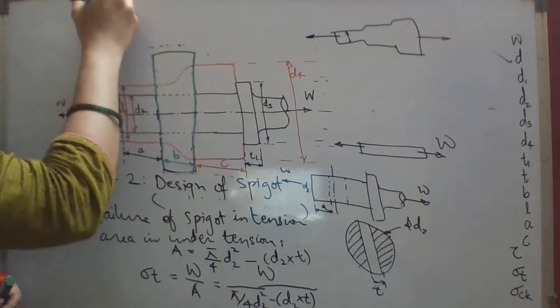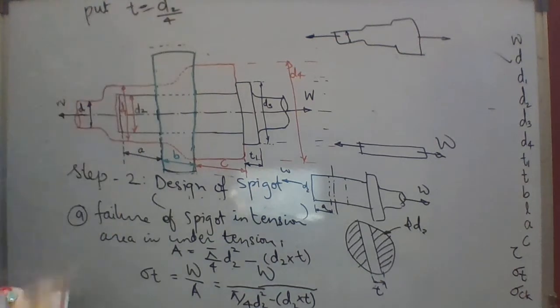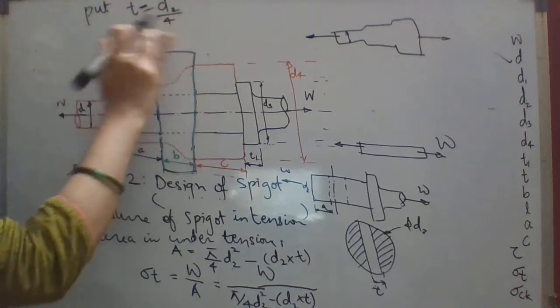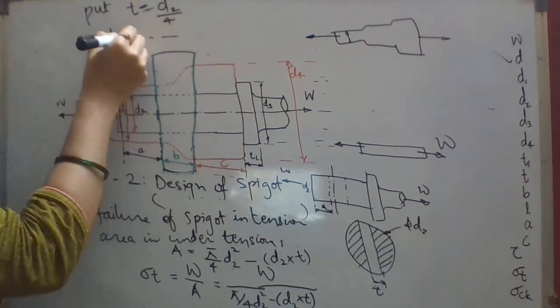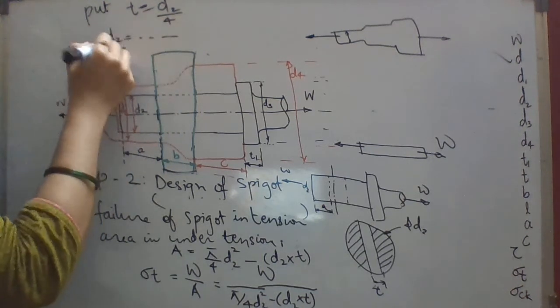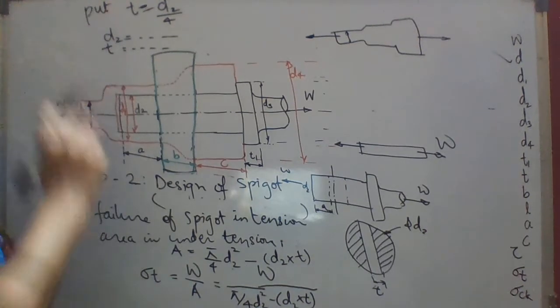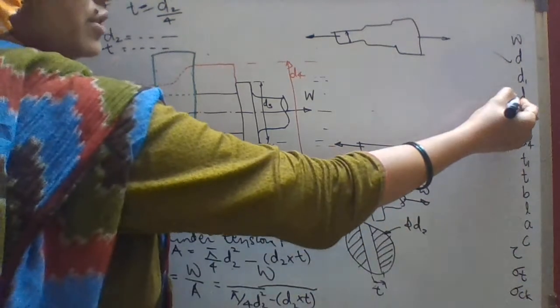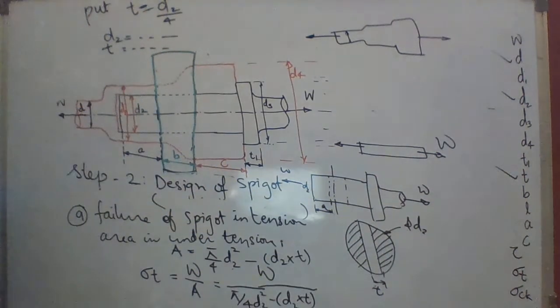We'll put t as d2 divided by 4. So from here we'll get d2. In this equation of strength, we'll get d2 from here. And if we get d2, we'll also get the thickness of the slot or thickness of the cotter. Okay. So from this step, how many dimensions did we get? We have received d2. And we got t, the thickness of the cotter or the thickness of the slot. Okay. Now we'll consider the next.